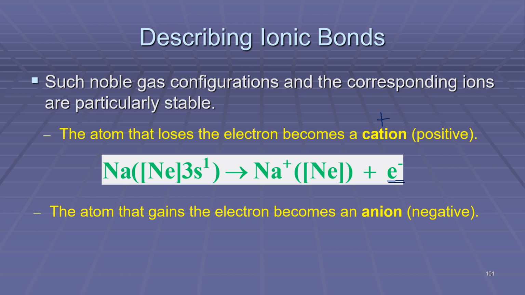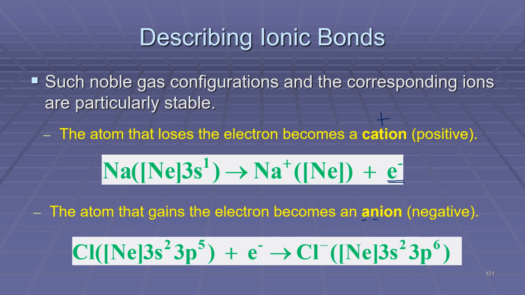An atom that gains an electron becomes an anion, and we remember that it's a negative ion. An example of that would be chlorine. We know chlorine has the neon core 3s2 3p5, and now if it gains an electron, where does it add? It adds to the last opening in the third shell, so 3s2 3p6, which of course is also equivalent to argon, so we could write it either way. And so we gain an electron or we lose an electron.